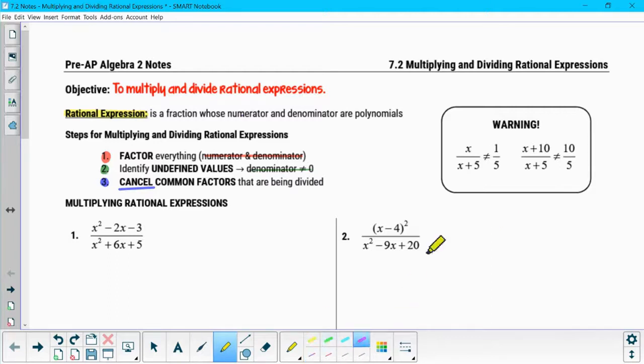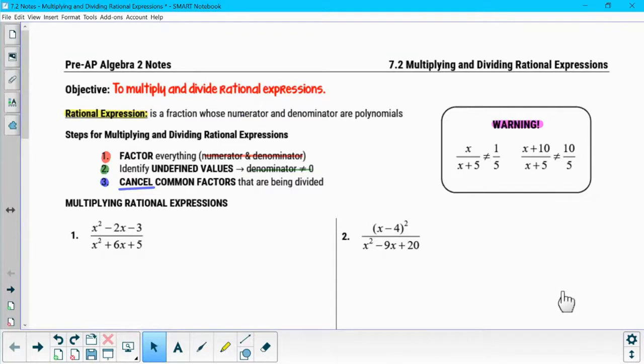So, a major warning here is x over x plus 5. We cannot cancel if there is just addition happening. It has to be multiplication. These x's will not cancel out. This is not equivalent to 1 over 5. Similarly, if I have x plus 10 over x plus 5, these x's will not cancel. We can only cancel when there is multiplication happening. That is the only time things get eliminated. So this is not equivalent to 10 over 5. Just be careful that you remember that throughout this process.